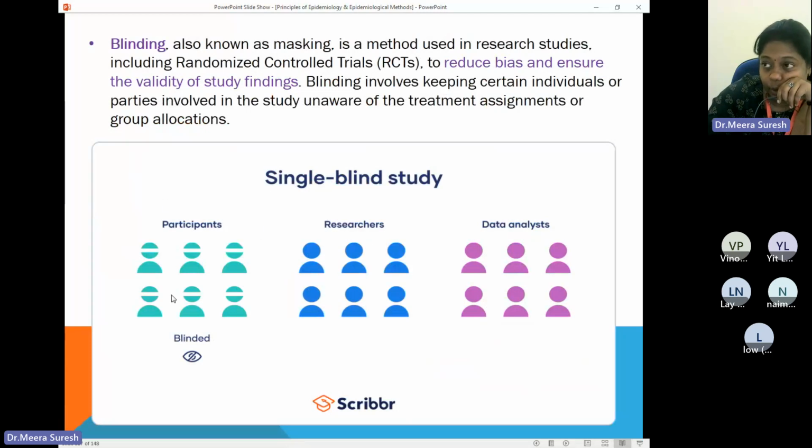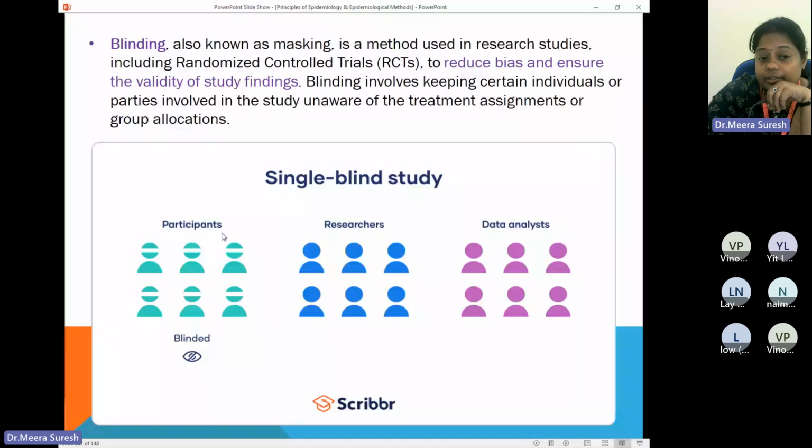So we have three groups of people in an RCT. There will be a group of people who are participating in the study. They may be healthy people or diseased people. There will be a group of researchers, one researcher or a group of researchers, and another group will be the biostatisticians who are going to do the statistical analysis. So in a single blind study, the group that is blinded will be the participants. I'm very sure you will know this concept of a blinded study from your Organon knowledge. In our drug proving also, we follow this single blind and double blind study.